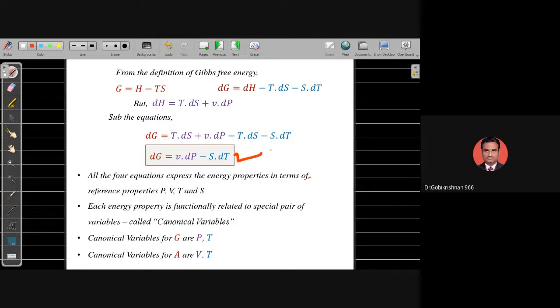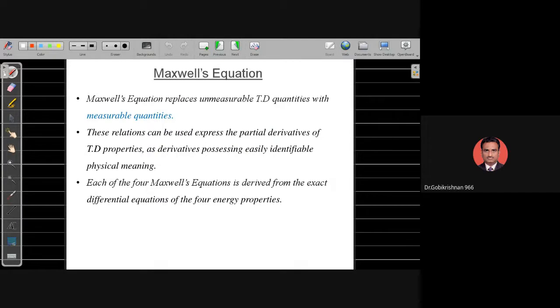Now I have 4 different equations for 4 different energy properties: E, H, A, G. That's all. Then there are 4 different equations.